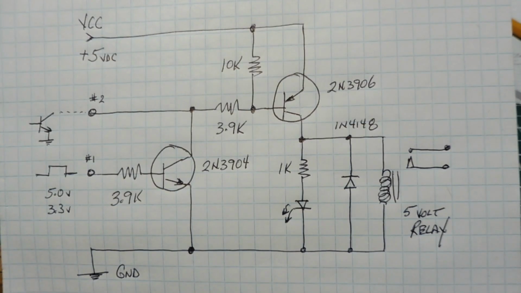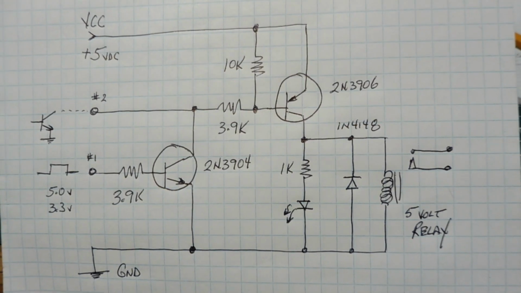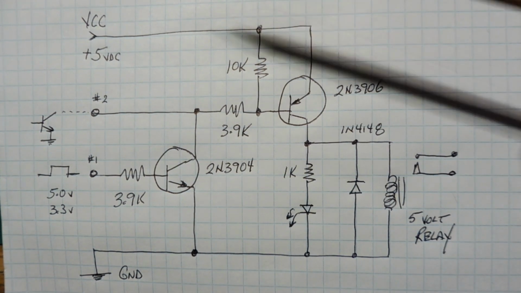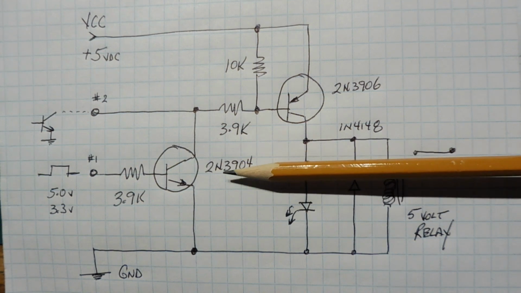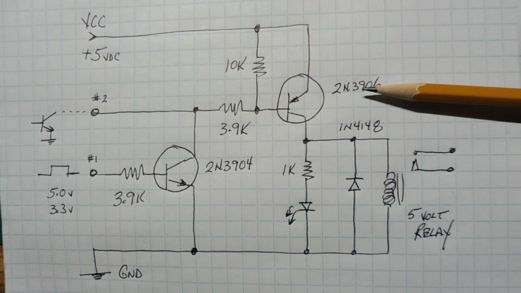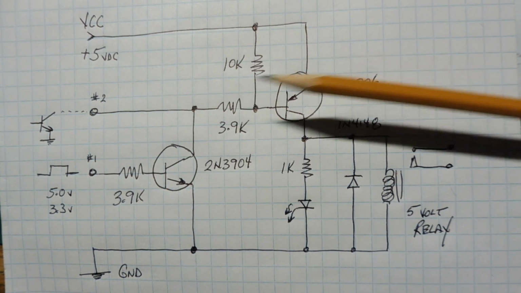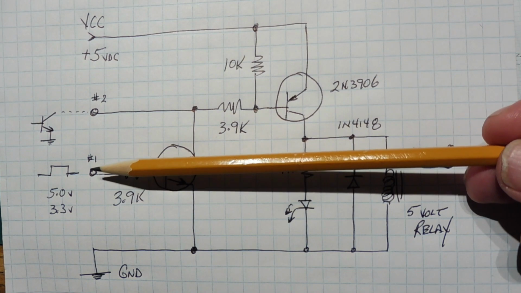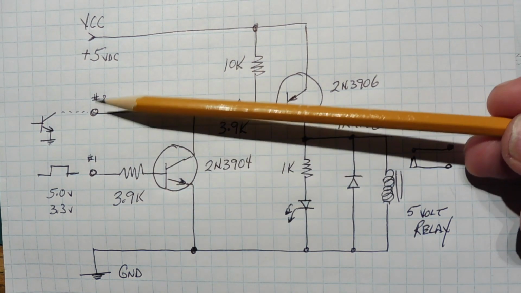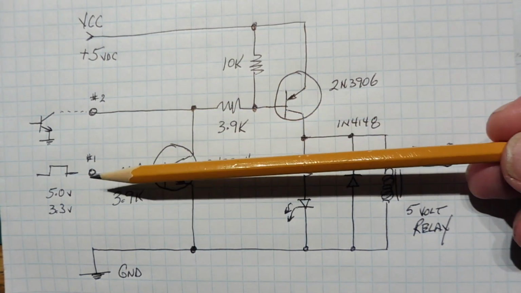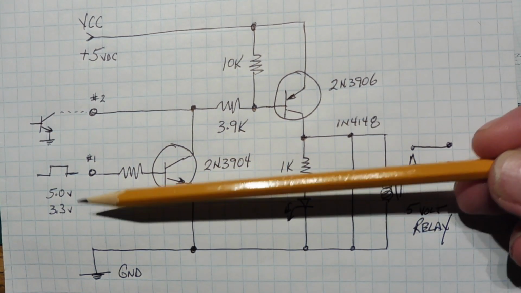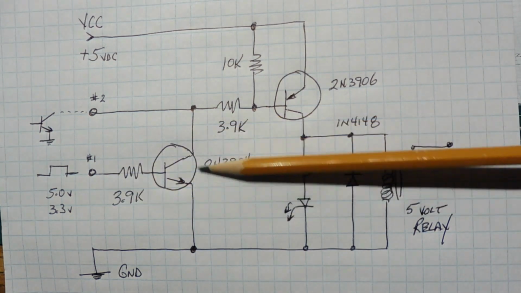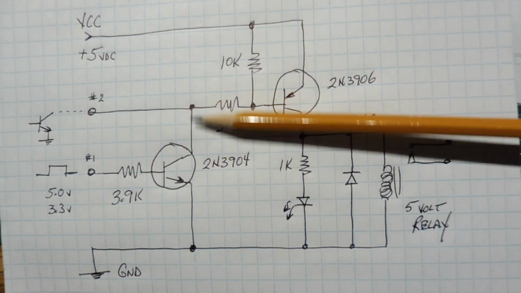Okay, here's the schematic diagram of the relay driver circuit, which I built on my breadboard. Now it's powered by 5 volts because we're running a 5 volt relay. And here's my two transistors, the 2N3904, which is an NPN, and my 2N3906, which is a PNP. And here's my two inputs, input number 1, which is my active high input, and input number 2, which is my active low input. So if we feed a voltage into input number 1, either 5 volts or 3.3 volts from the GPIO from the microcontroller, it'll turn on the NPN transistor, which will pull the collector to ground.